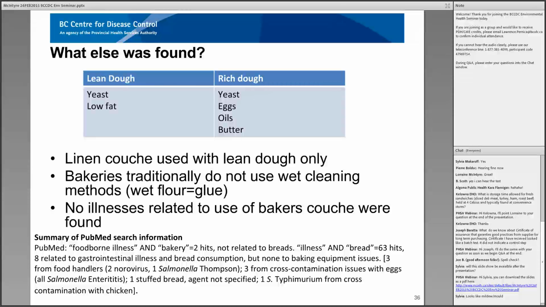In terms of cleaning the actual couches, bakeries don't usually use wet cleaning methods because as soon as you mix water with flour, you get glue. So again, I just put some search criteria for PubMed here, but we could find absolutely no illnesses related to the use of baker's couche. There were plenty of illnesses when we did look for foodborne illness in bakery and bread, but they were pretty much all related to either food handler issues or eggs. So even though those couches look nasty, if they're used with lean dough and if they're properly scraped down and floured and dried, specifically dried at the end of each use, they're probably pretty safe.